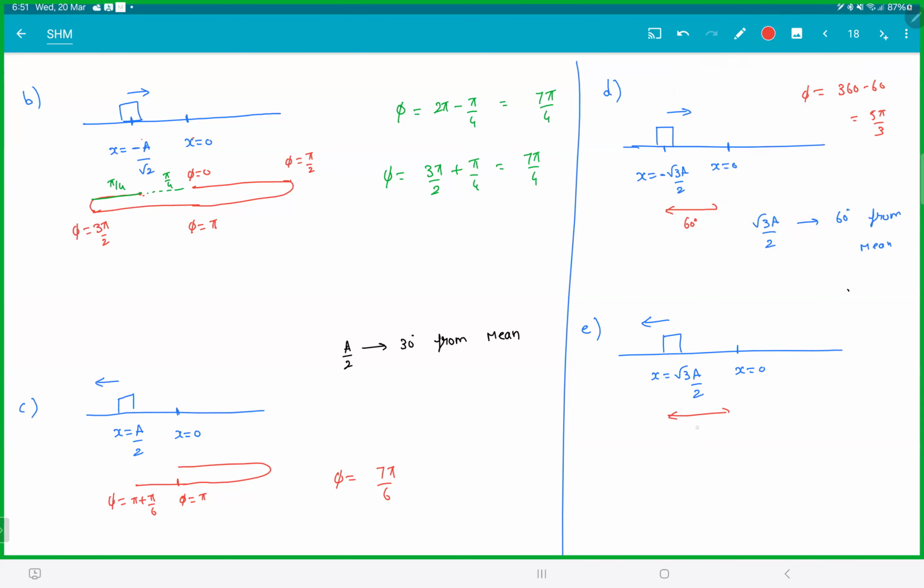So this distance is 60 degrees. From here to here is 180 degrees. So phi is 240 degrees or 4 pi by 3. Is this making sense? Anyone not convinced with this, please ask. Very important find, not only for this chapter. Later waves will come. It should be obvious how to find phi. All clear with this?